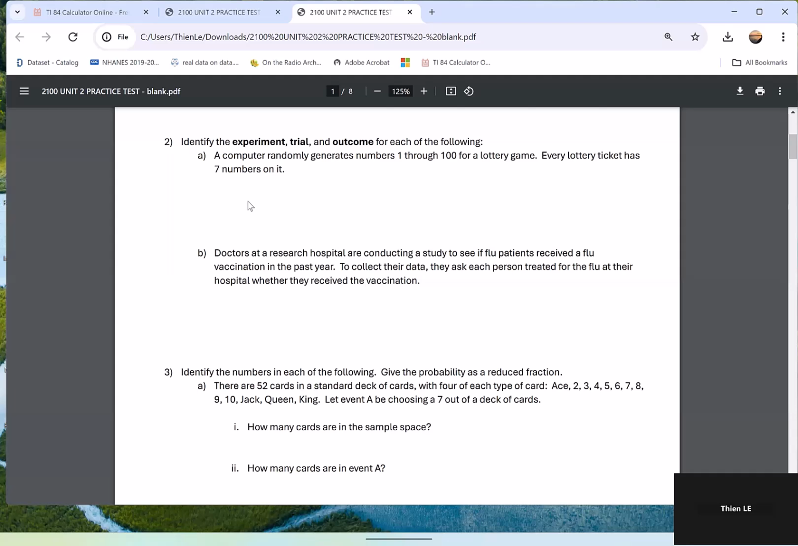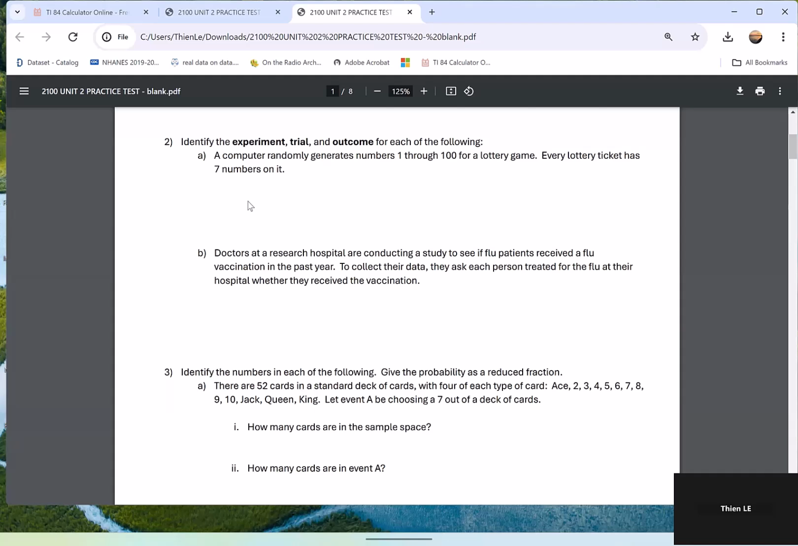So this is the type of problem where we need to be able to specify what the experiment is, what a trial is, and what the outcome is. So let's look at part A first. A computer randomly generates numbers 1 through 100 for a lottery game. Every lottery ticket has 7 numbers on it.